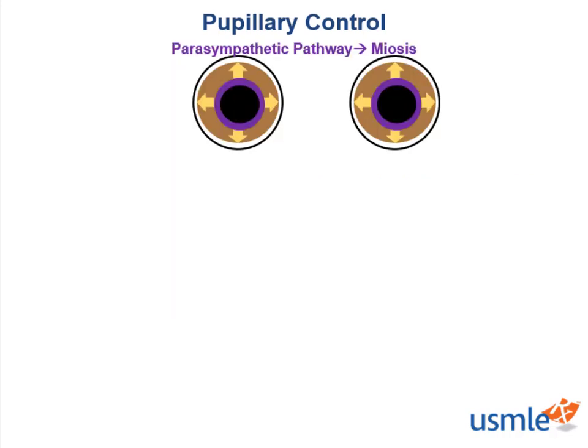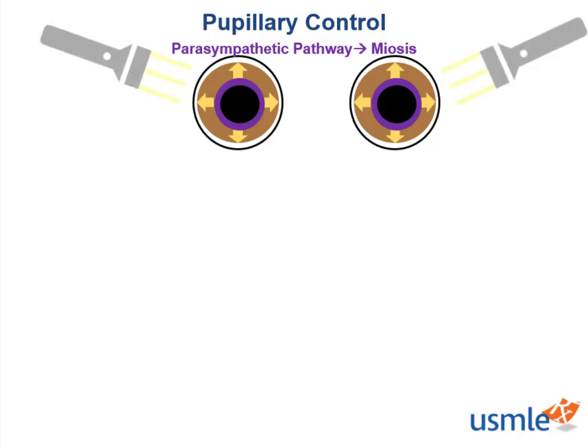With that background, let's walk through the parasympathetic pathway that causes miosis. Recall the muscle in the iris that causes parasympathetic mediated pupillary constriction is called the sphincter pupillae. In this diagram, all structures presented in a purple color operate mainly under parasympathetic control, as we will see.